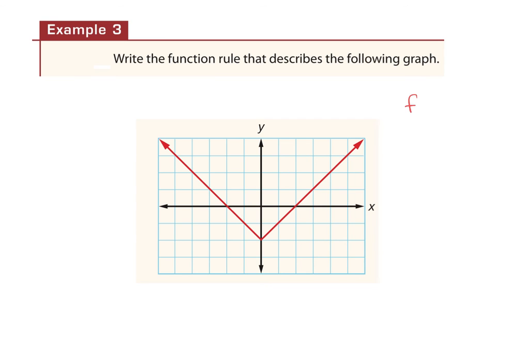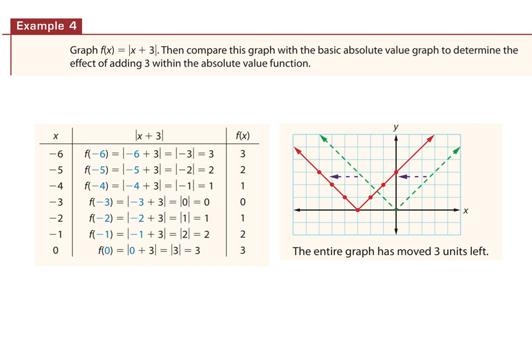All right. So then if I were to give you this, write the function rule, well, we automatically know it's an absolute value. What do you think I'm going to do to that absolute value? Subtract 2, because it moved down 2. And so that would be my function rule. I don't have to get an x and a y. I don't have to say how they compare to each other. I automatically know this is going to be an absolute value. All right, let's look at the next example.